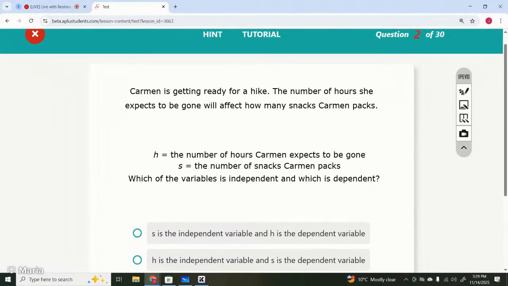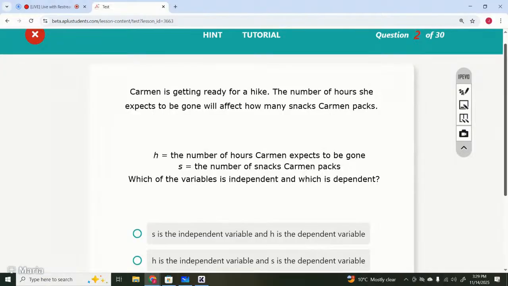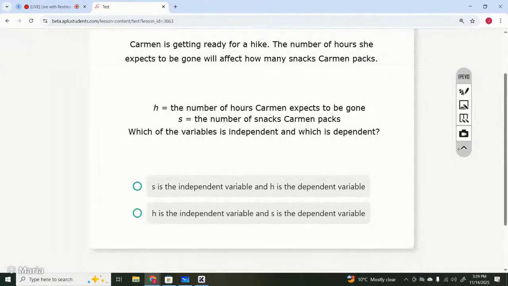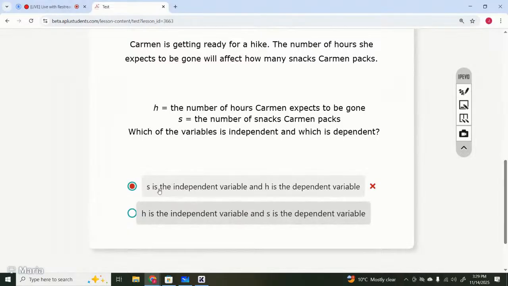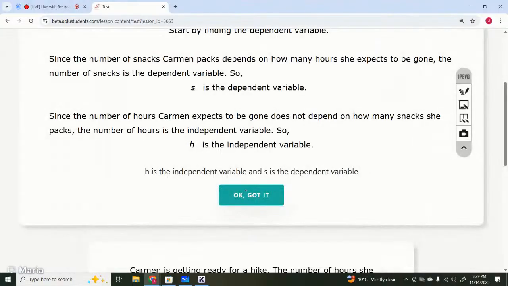So that means the number of hours, H, is the independent variable and S is the dependent variable. Oh, sorry. H is the independent variable and S is the dependent variable. I said the same, but I selected the wrong option. So option number 2 is the correct option.